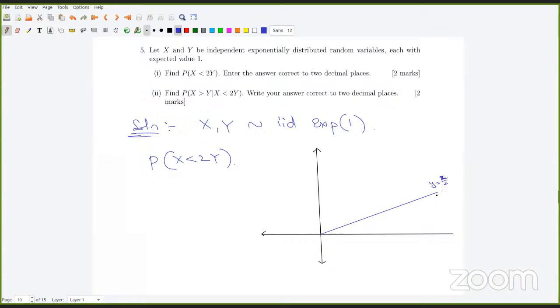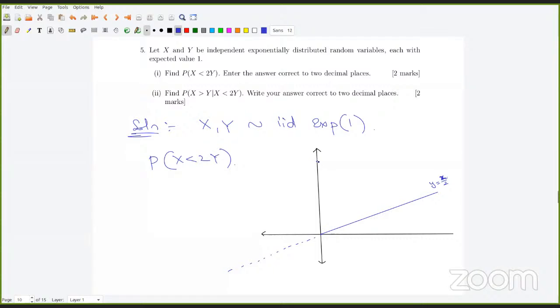This line is X by 2. On this particular line, X equals 2 times Y. So this line divides the whole XY plane into two regions, the above region and the below region. Top region and below region. Which region will represent the X less than 2Y region? The below region? The top one. The top one. So in order not to confuse, you take some random point.